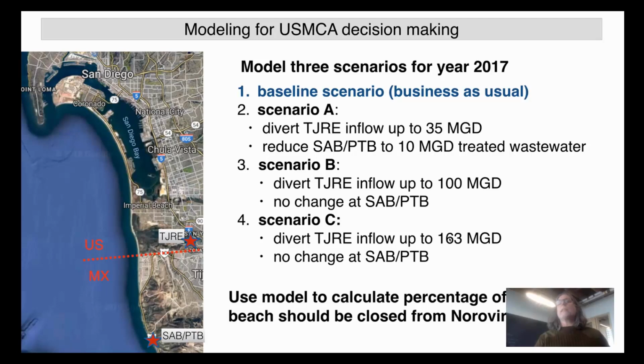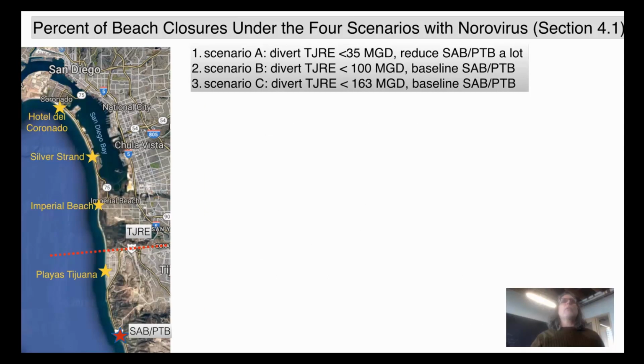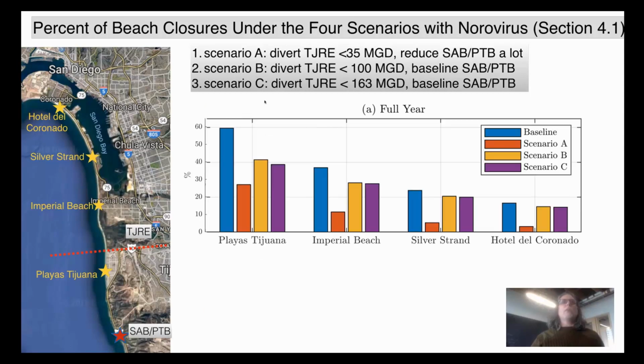Okay, so we use the model to calculate the percentage of time the beach should be closed from norovirus. So again, just a reminder of what those 3 scenarios are. What I'm showing you now is for the full year, again, Playas Tijuana to Hotel del Coronado. The colors represent the baseline scenario, which I already showed you, scenario A, scenario B, and scenario C. So let's focus again on Imperial Beach. The baseline was about 37% of the time that the beach should be closed. Under scenario A, we've reduced it to like 12, 13% of the time the beach should be closed.